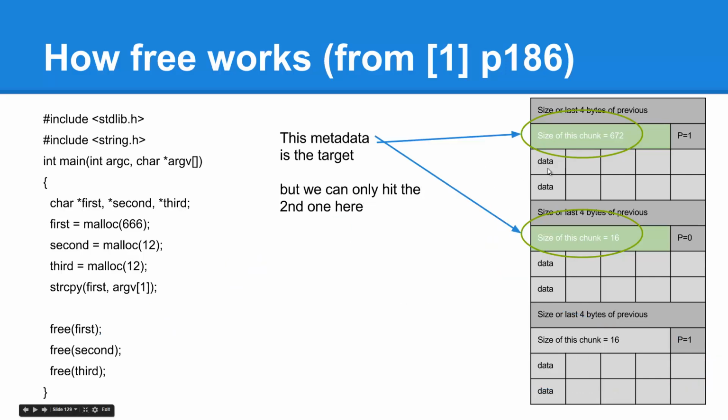When the buffer overflow happens, it will begin here at this row and work towards higher memory. So we will only be able to hit the second size row here and be able to affect this in the second chunk. The first chunk, you won't be able to touch the metadata. So it relies on having adjacent chunks that are all allocated together.